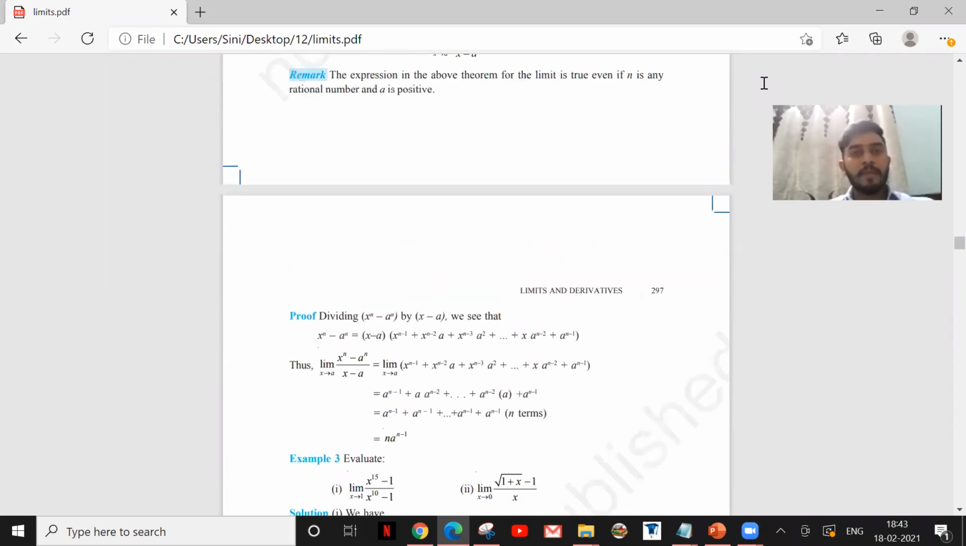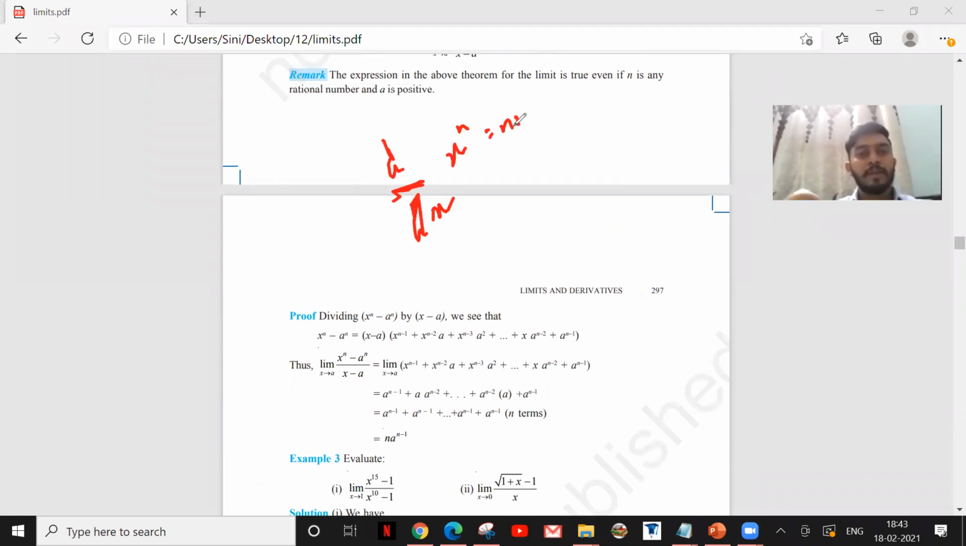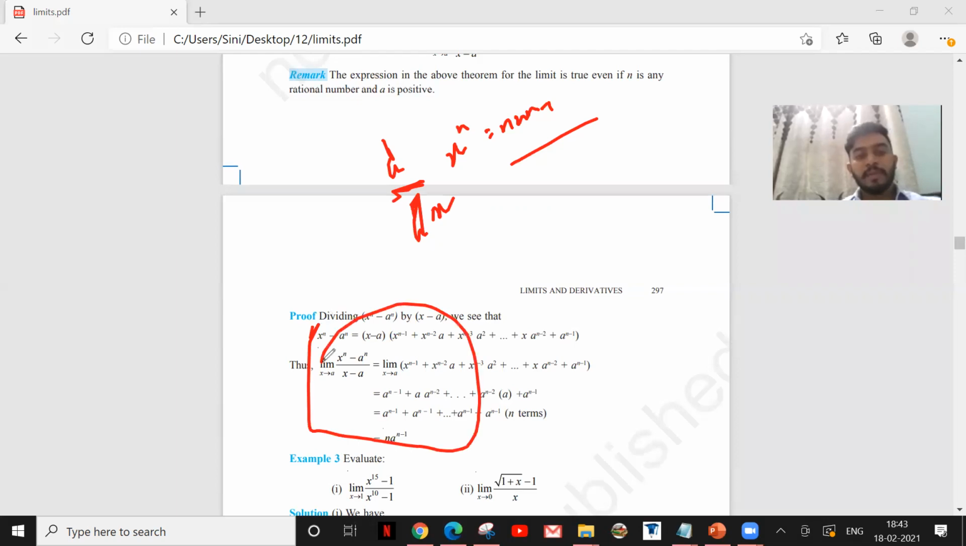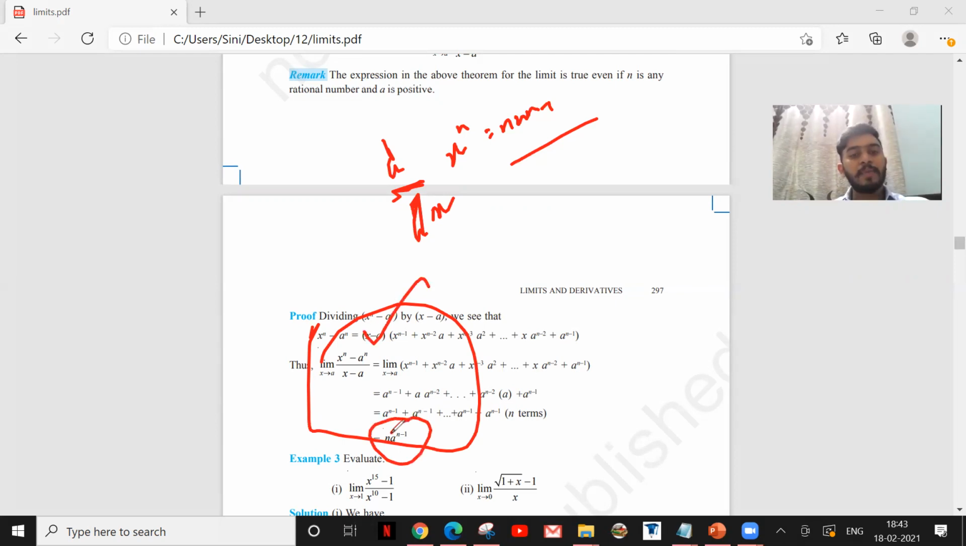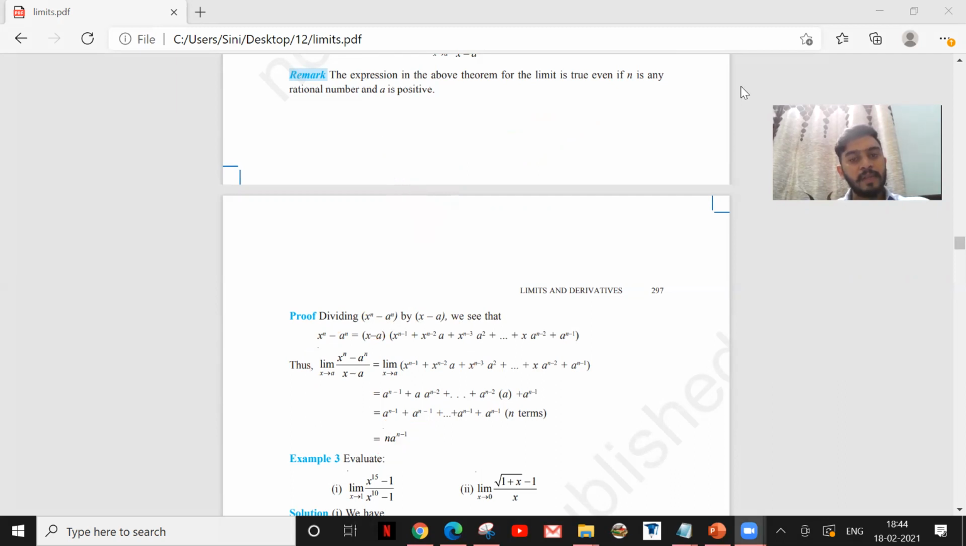Okay. And one more thing, in differentiation, we have learned something like, I'll write here, d by dx of x power n is equal to n x power n minus 1. Correct, in differentiation. So similarly, in limits, we got this formula: limit x tends to a, x power n minus a power n by x minus a, is equal to n a power n minus 1. Okay, fine. So we'll just see one question based on this. It's a very easy question.